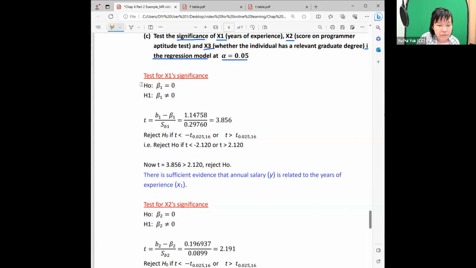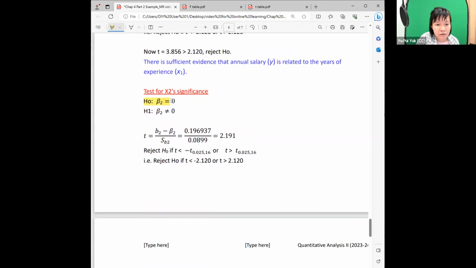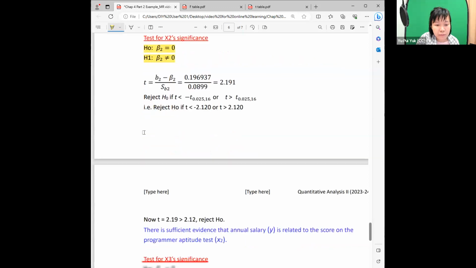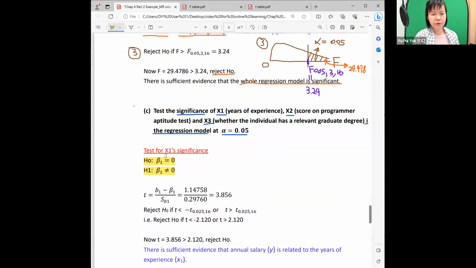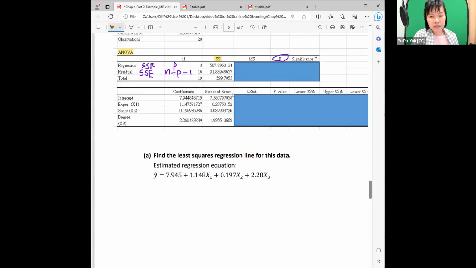Test for x1 significant: H0 beta 1 equal to 0, H1 beta 1 not equal to 0. Test for x2 significant: beta 2 equal to 0, beta 2 not equal to 0. And test for x3 significant: beta 3 equal to 0 and beta 3 not equal to 0. So in the final exam, again, I will hide the t-test statistics, the p-value and the remaining parts. So you can only use the given information to find the t-test statistics and use the critical value approach.